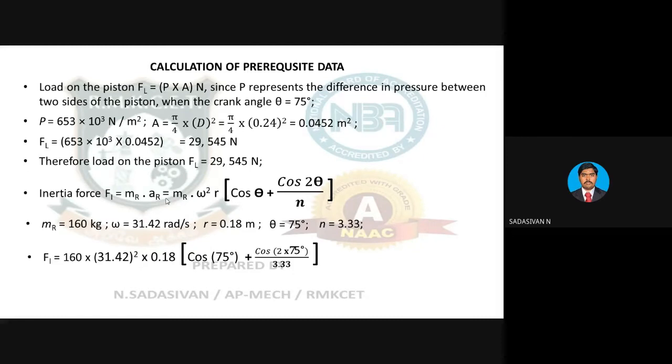And try to calculate the value of inertia force. So I'll wait for 1 minute. Try to do this in your calculator.